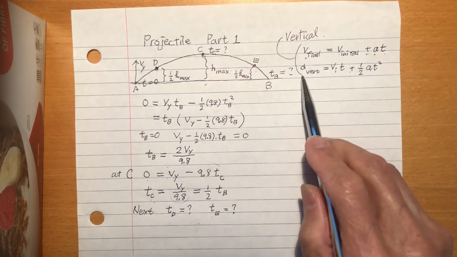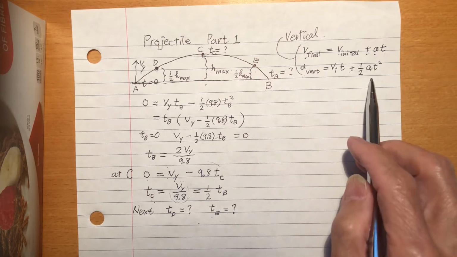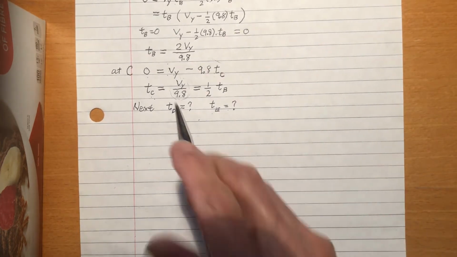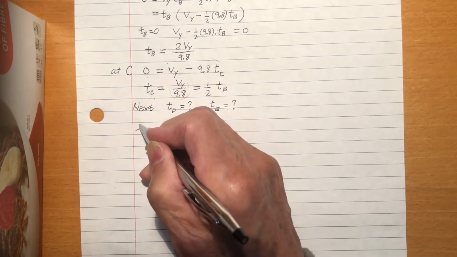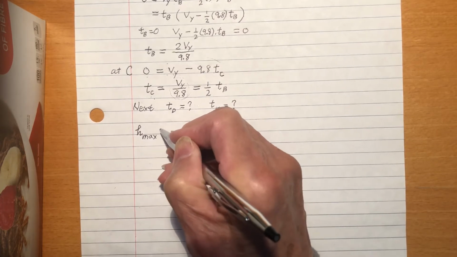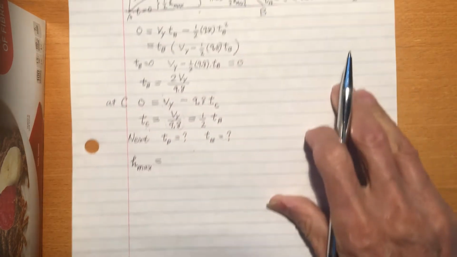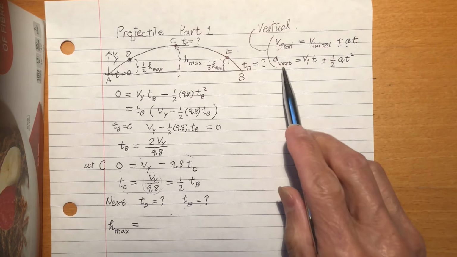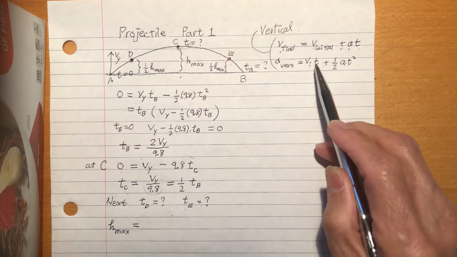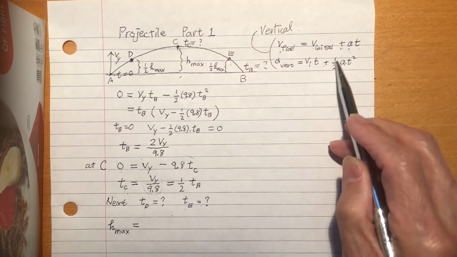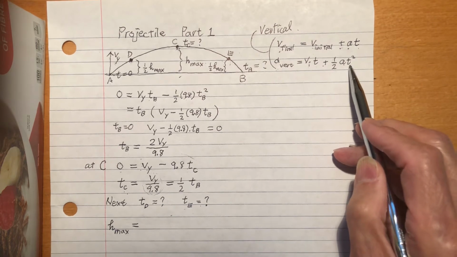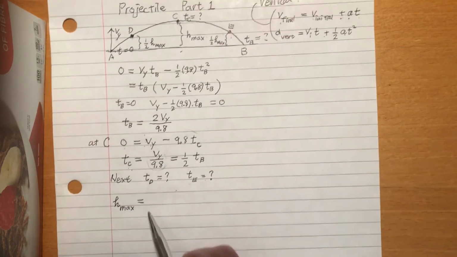I use the distance equation, the vertical displacement equation. At the highest point, the maximum height, use this equation. The maximum height is initial velocity times the time to reach the maximum, plus 1/2 acceleration times the time squared. This time is the maximum height time. So I use this.